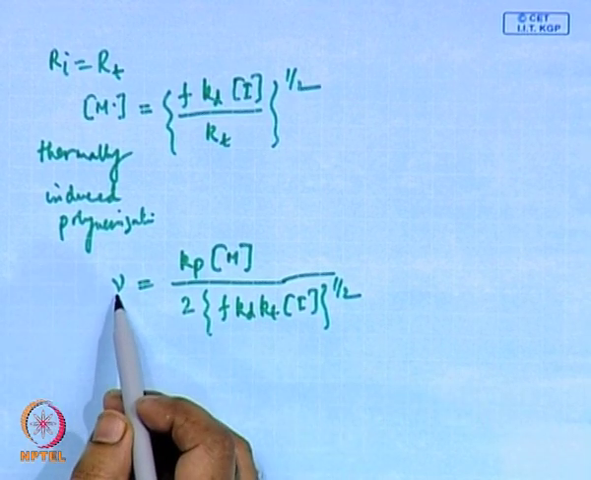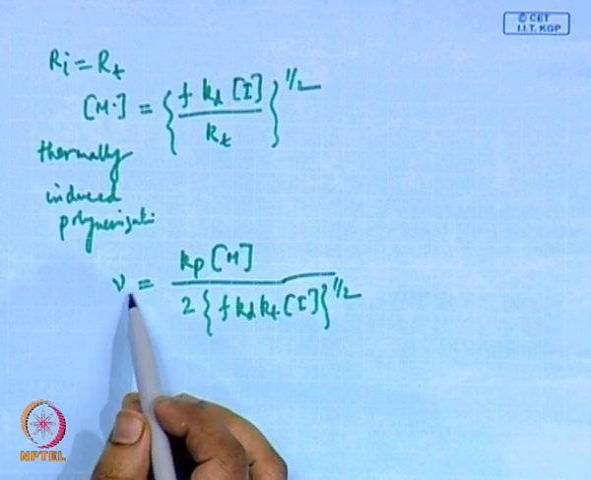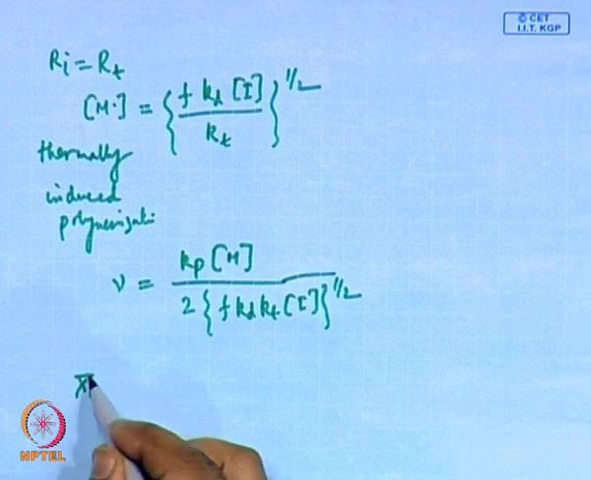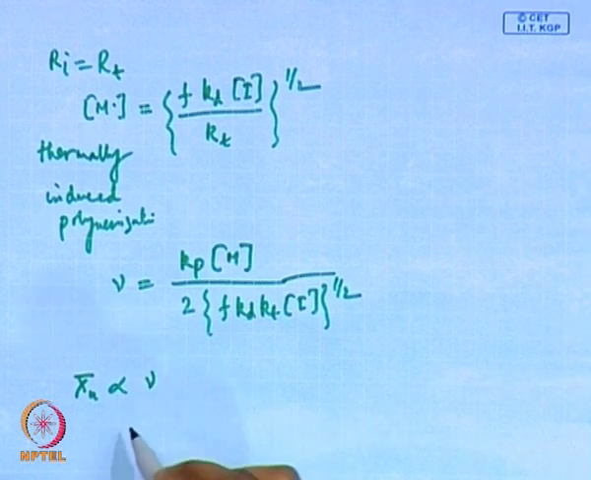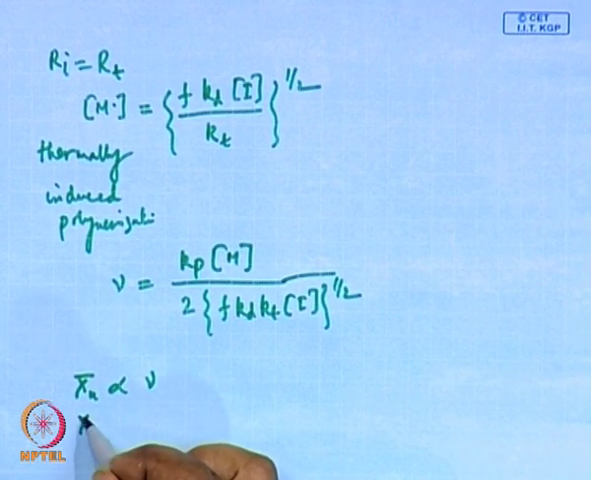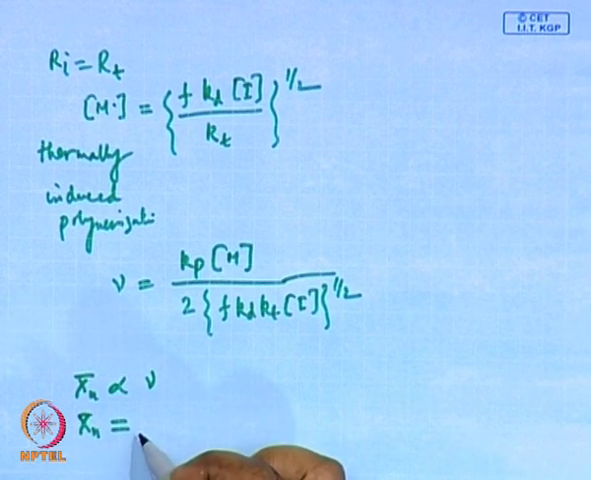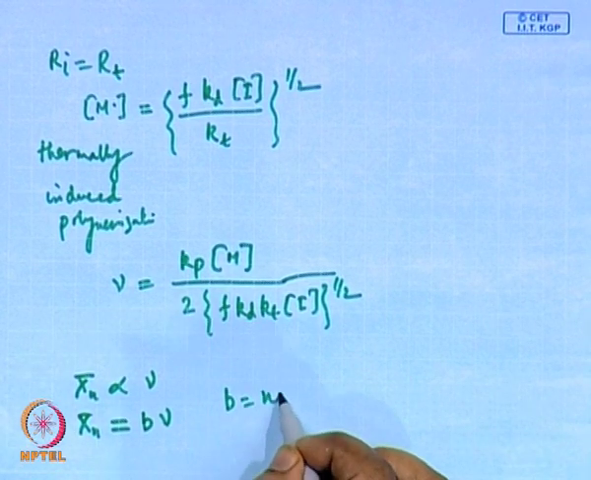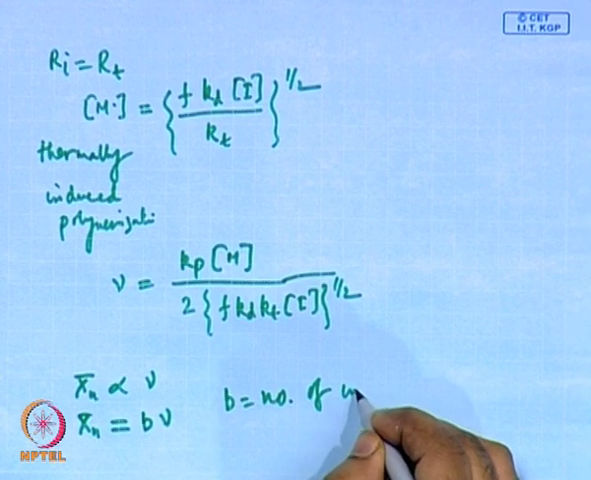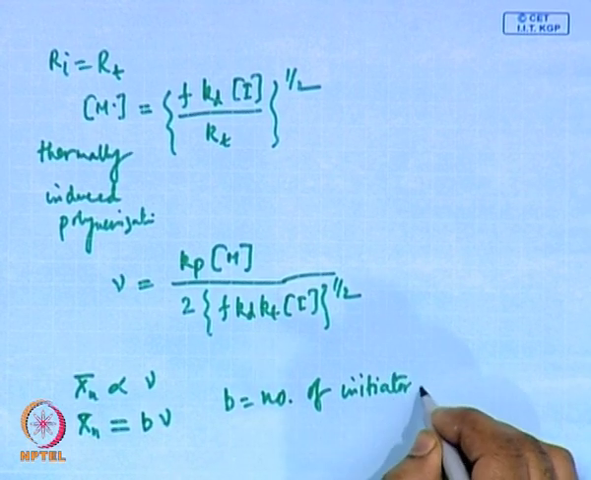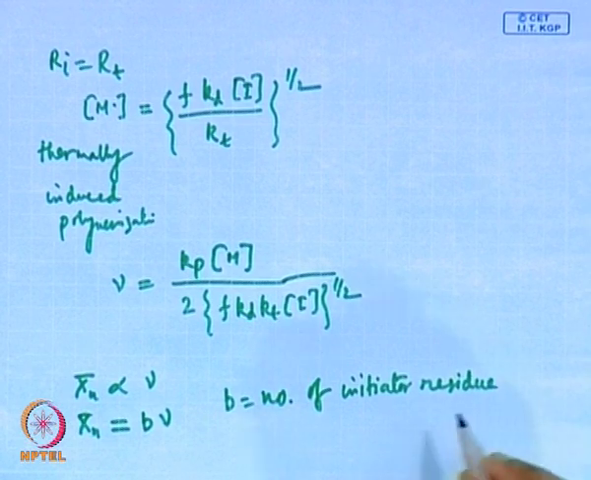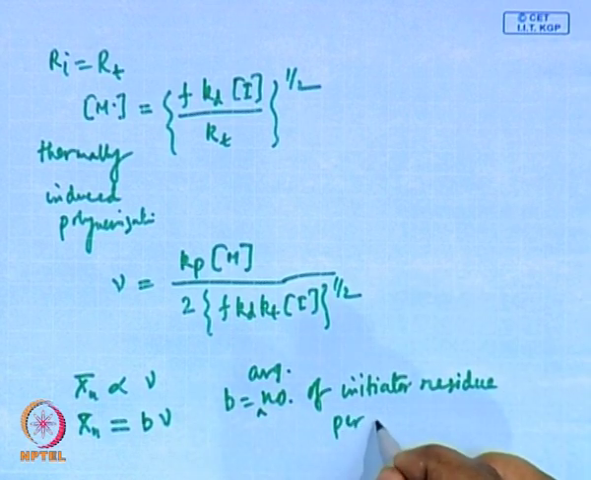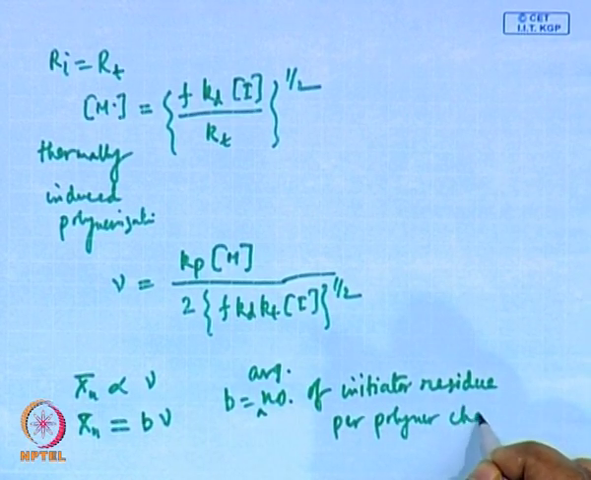What is the importance of kinetic chain length? Why are we defining a term kinetic chain length nu? We will now see that the degree of polymerization is directly proportional to nu. Exactly, the average degree of polymerization is equal to B nu, where B is the average number of initiator residues per polymer chain.